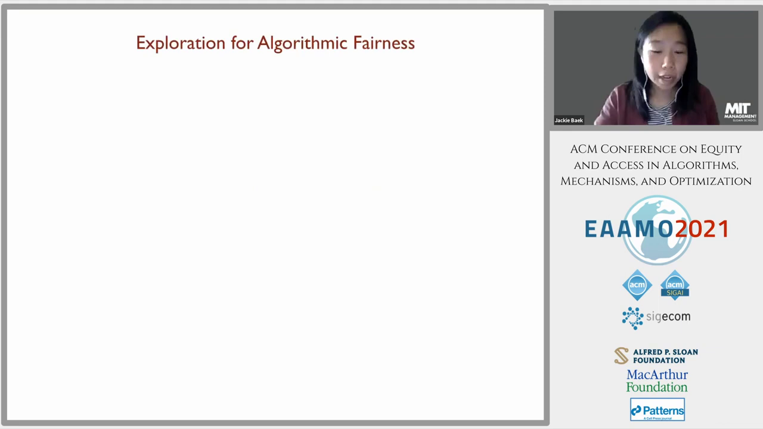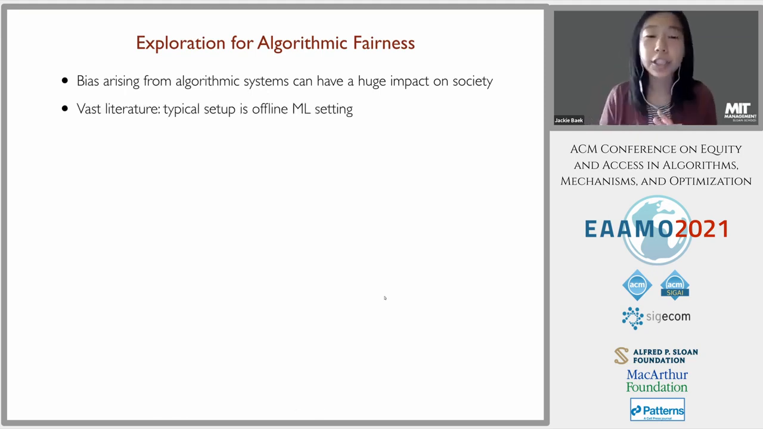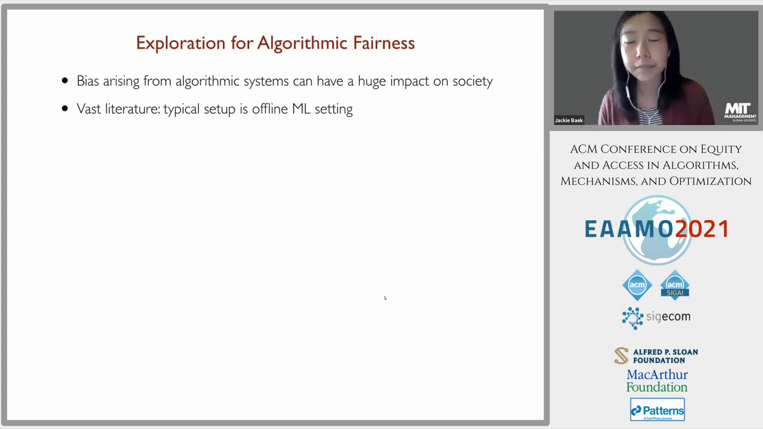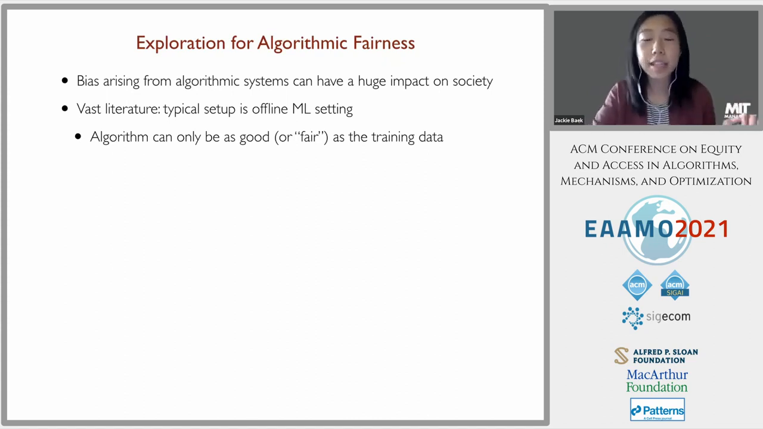So I don't need to emphasize to this group here that algorithmic fairness is an important problem, and bias arising from algorithmic systems can have a huge impact on society. And so there's a vast, growing literature in this field of algorithmic fairness. The typical setting that this literature studies is the offline machine learning setting. But the offline setting is somewhat constrained in that how well your algorithm, or how fair it can be, is essentially a function of the training data.